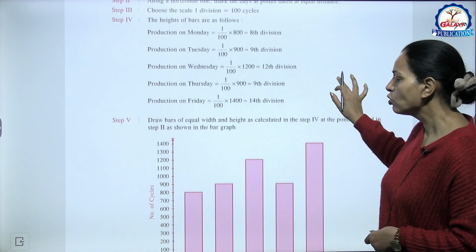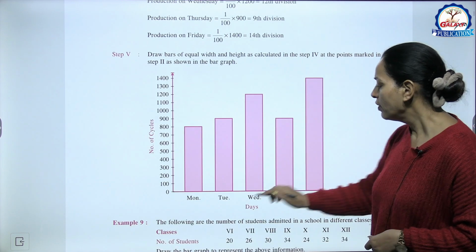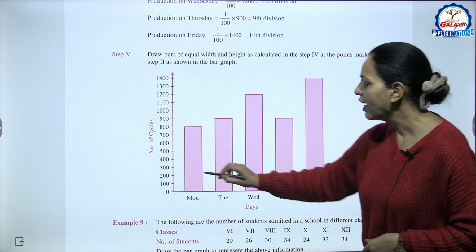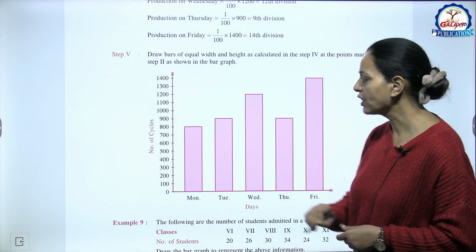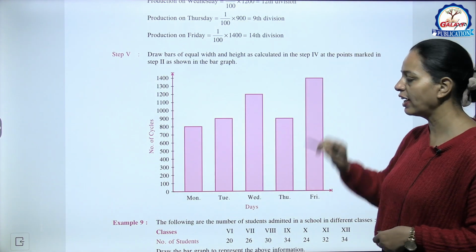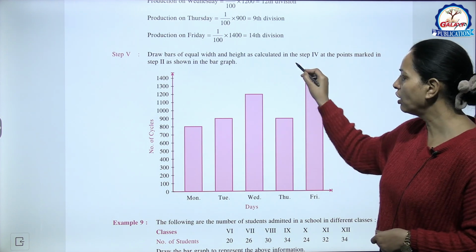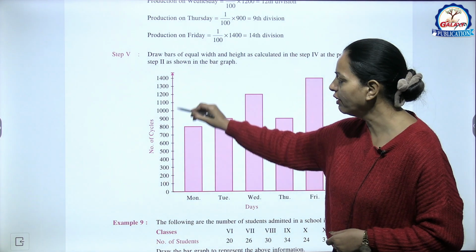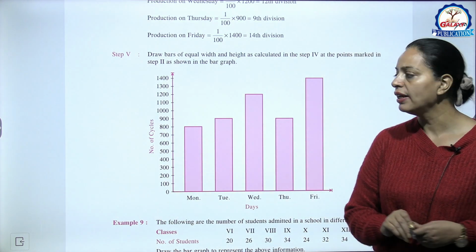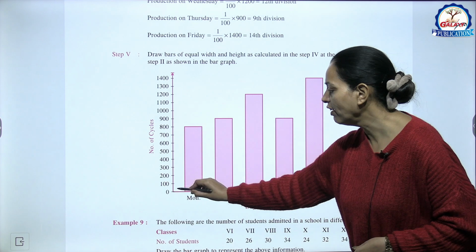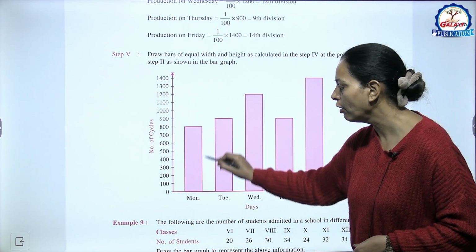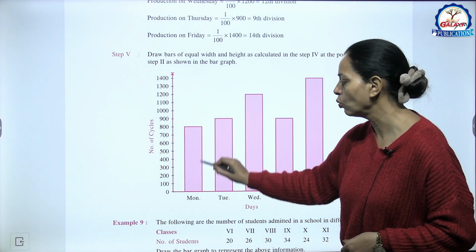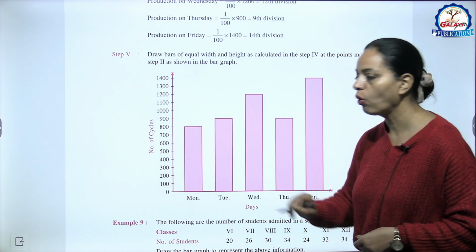So like this. So here you can see over here days: Monday, Tuesday, Wednesday, Thursday, Friday, and here number of cycles, and we can write the scale over here. 1 unit division equals to 100 cycles, यानी हमने 100 का डिफरेंस यहाँ पर लिया है. Now we will leave some gap and draw a bar of Monday. Monday में 800, so till 800 draw a bar.